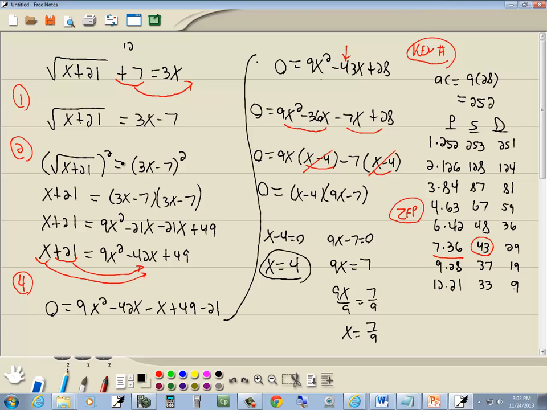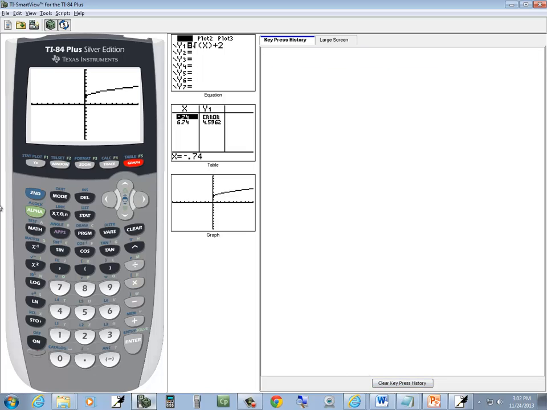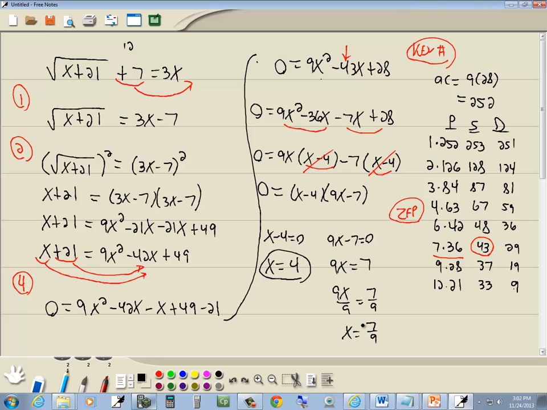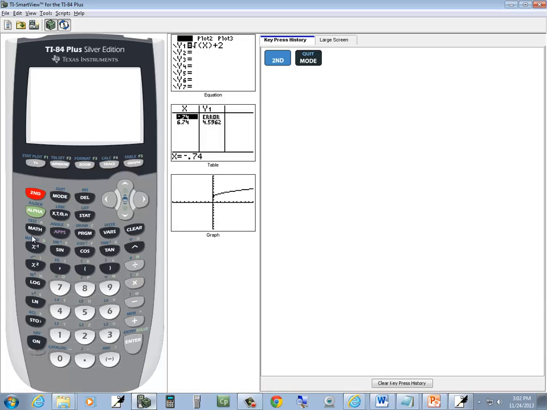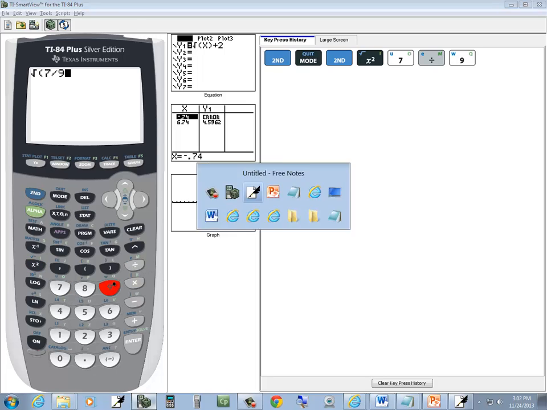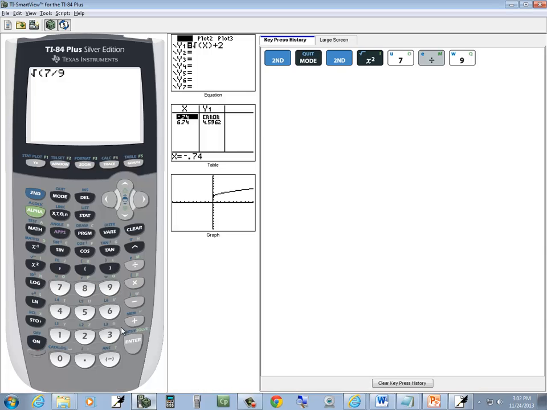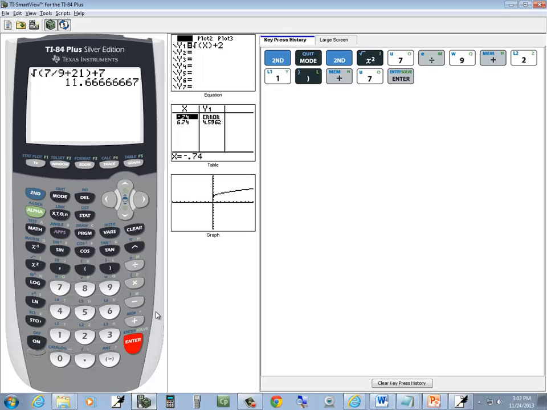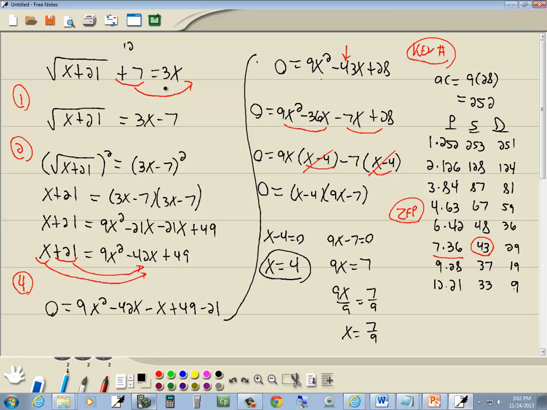Now 7/9. Let me use calculator. Okay, this left side, I'm going to plug in 7/9 for the x. So I got square root, second, x squared, 7 divided by 9, plus 21. And I'll put a closing parentheses on that square root, and then plus 7. Which tells me that the left side is equal to 11.666667.